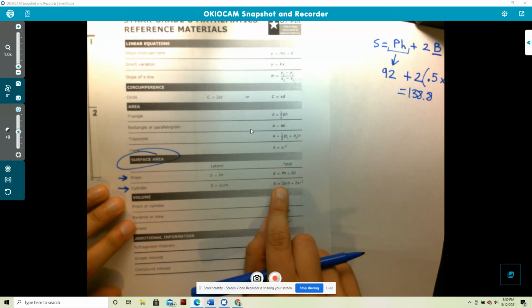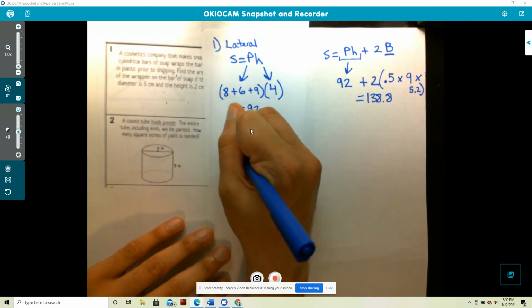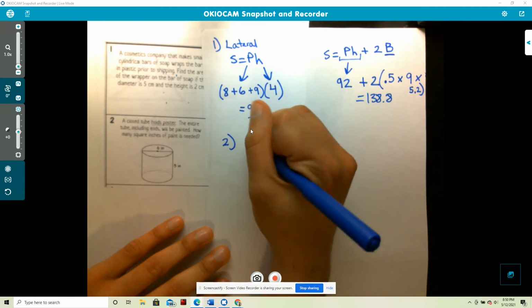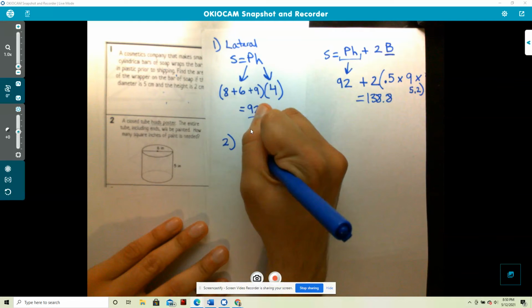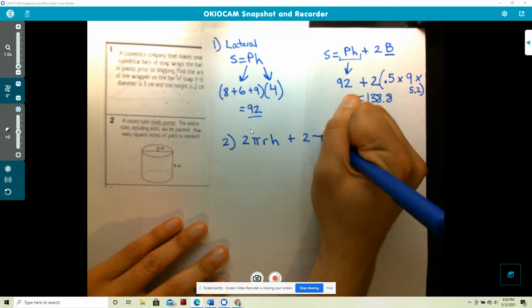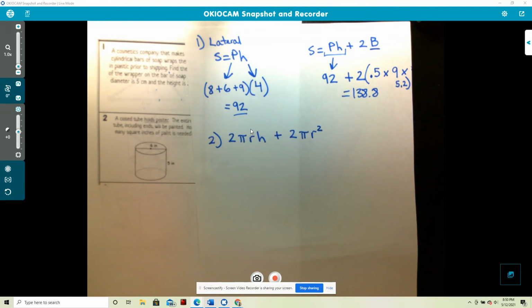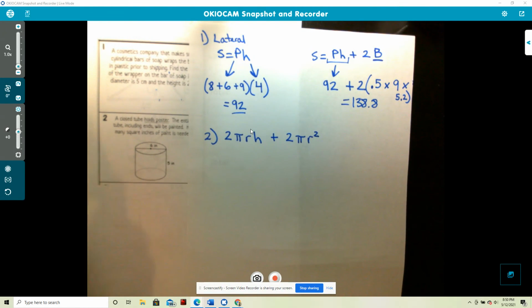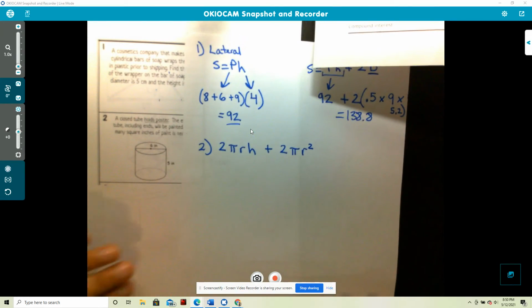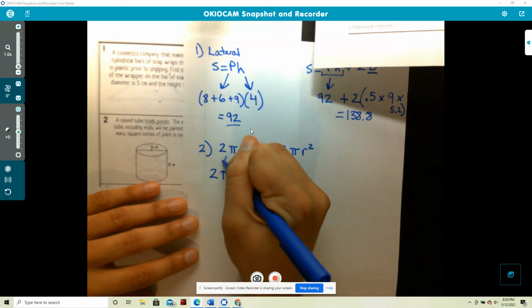So we're going to use 2 pi r h plus 2 pi r squared. It looks a little overwhelming, but it's not too bad once you get into the rhythm. So we got 2 pi r h plus 2 pi r squared. And it makes it easy because 2 pi stays the same. We don't plug in anything for 2 pi. So that means we're going to carry down the 2 pi.